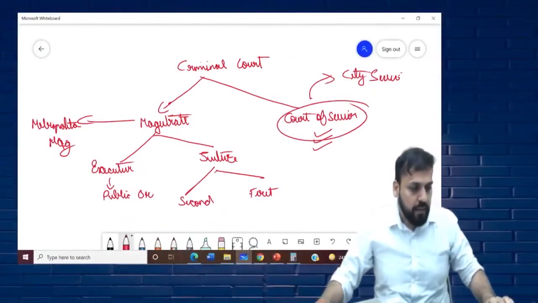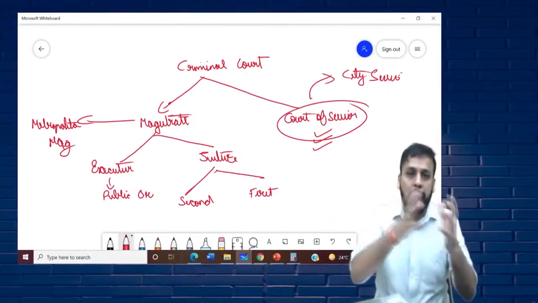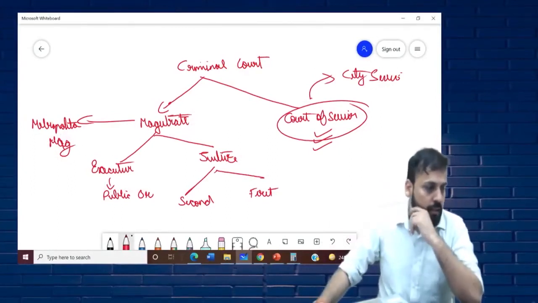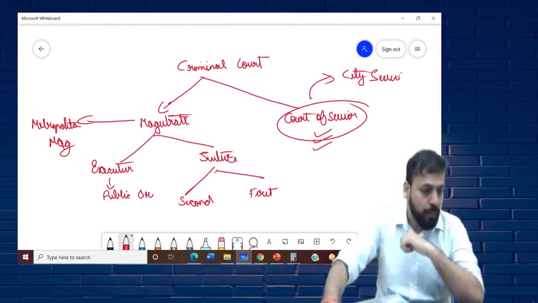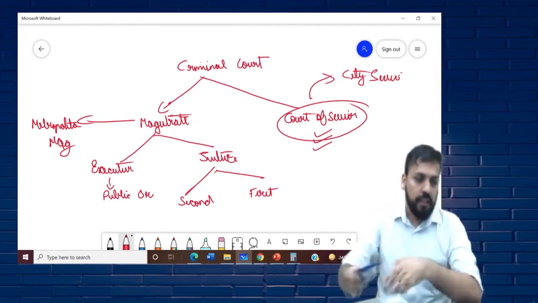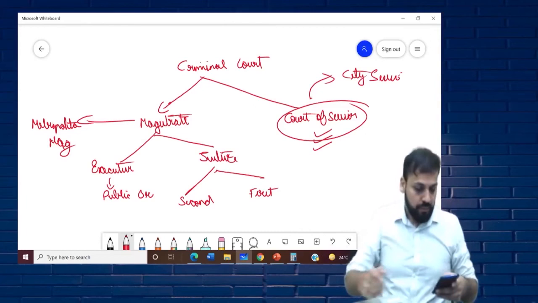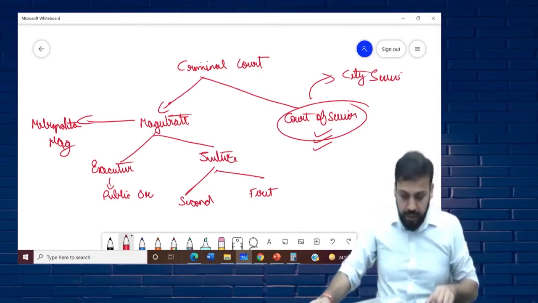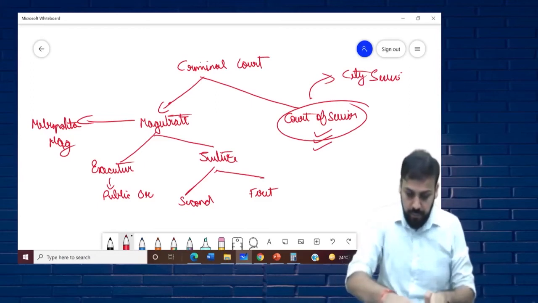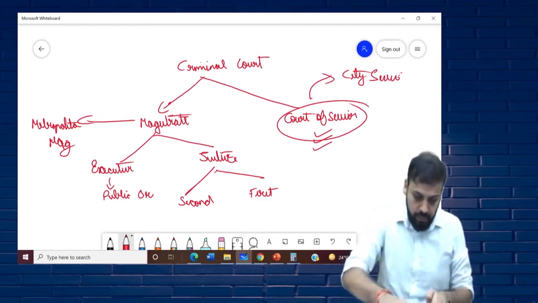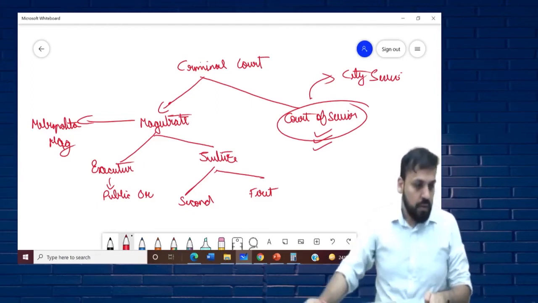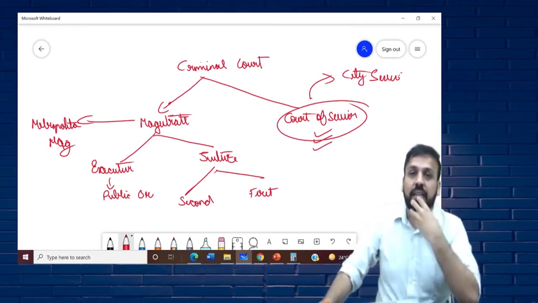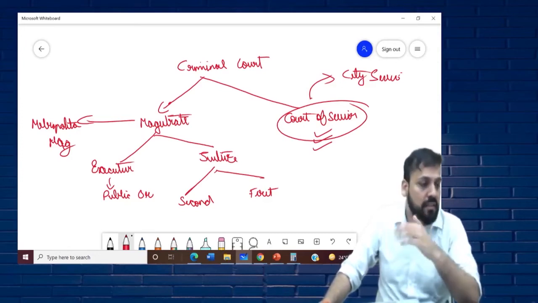Again, I am repeating. Criminal matters are looked into by the magistrate and the court of session. Which is superior in this? Please comment in the comment section. Which is superior? Superior is the court of session. But in big cities, the court of session is called the city session court.